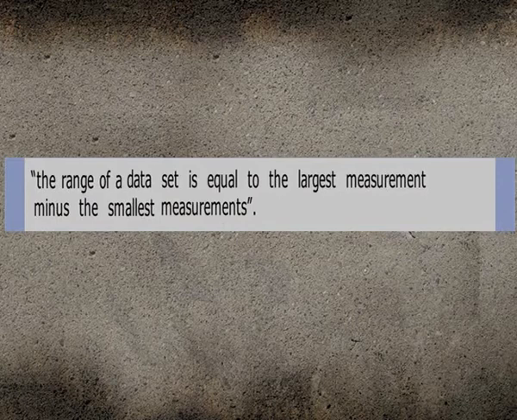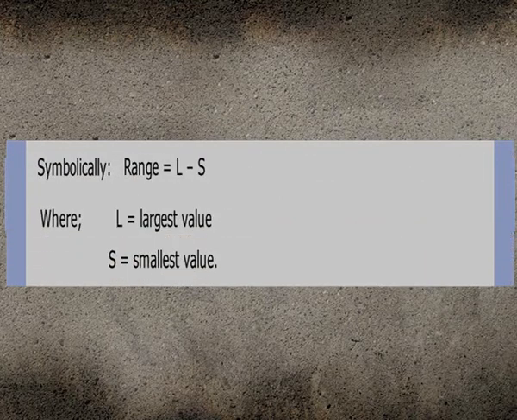Range is the simplest method of measuring dispersion. Range is defined as the difference between the value of the smallest item and the value of the largest item included in the distribution. In other words, the range of a data set is equal to the largest measurement minus the smallest measurement. Symbolically, range is equal to L minus S, where L is the largest value and S is the smallest value.